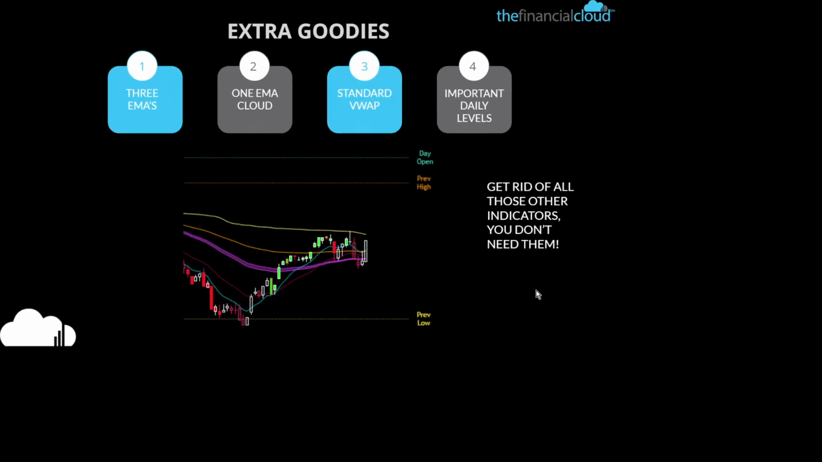Also included in this indicator, on top of all of the cool stuff that we've done on our own, we have a ton of extra goodies, so you don't need to clog up your indicator page with extra stuff. 3 EMAs are included, 1 EMA cloud included, standard VWAP included, important daily levels, all included in this indicator. You don't have to mess around, find settings for a certain thing. It's all in one and done. Simple Simon.